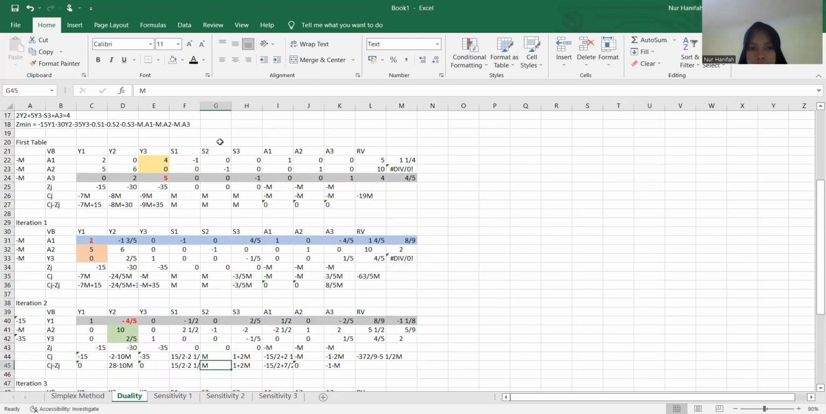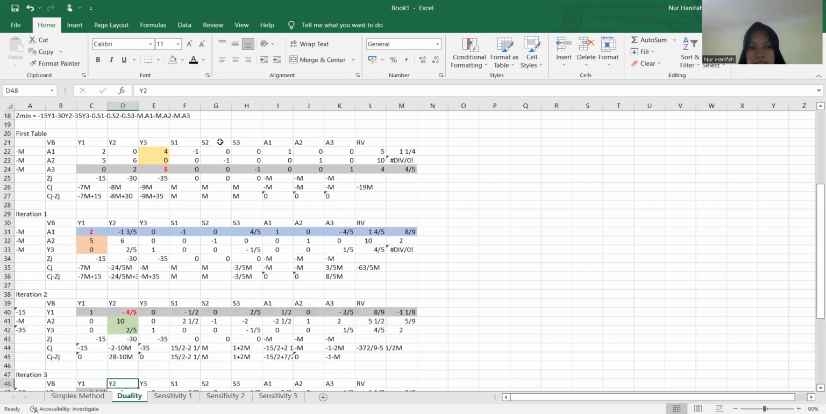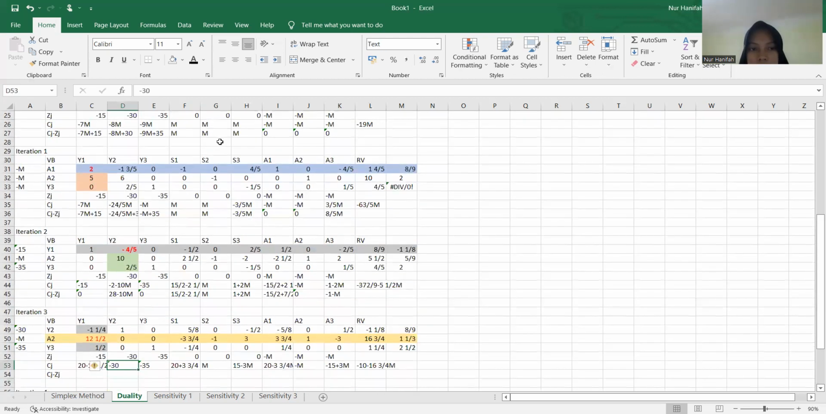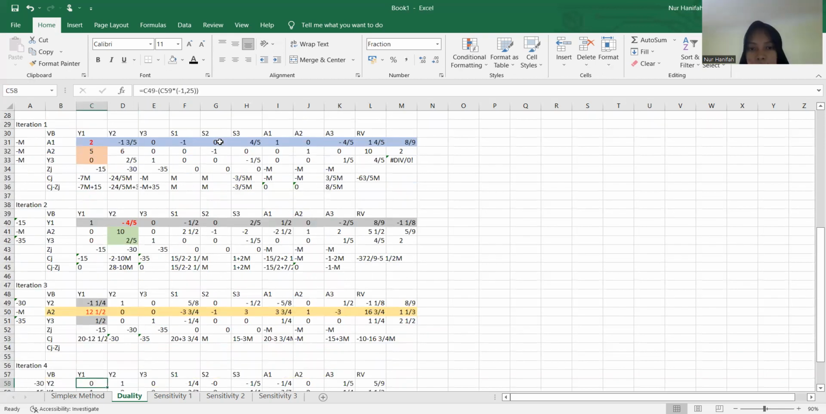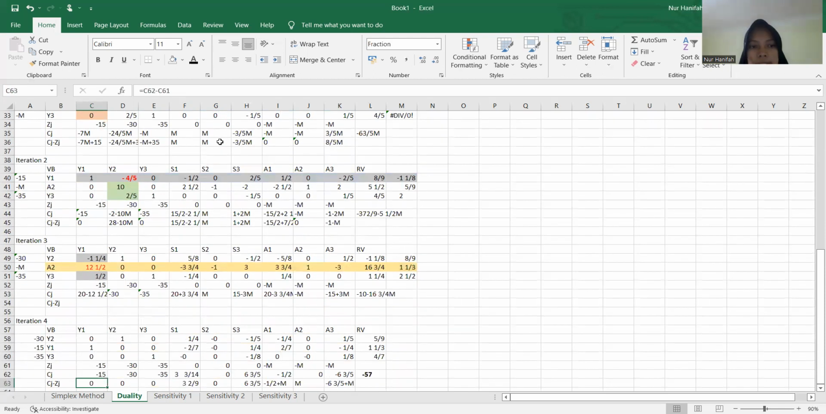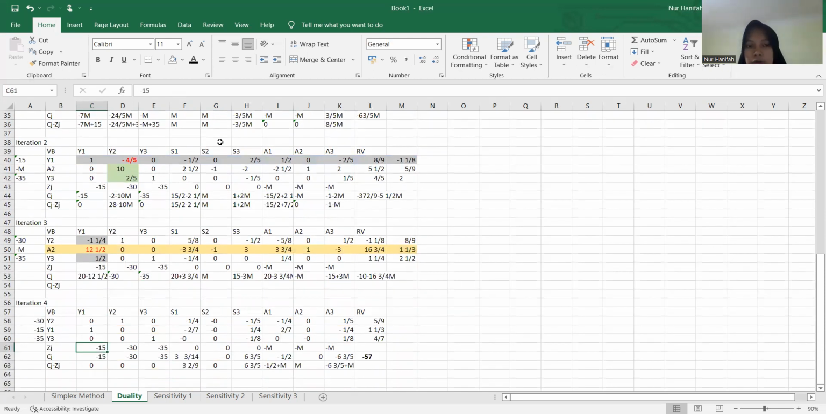In iteration 2, we also still have the negative value of Cj minus Zj. So we do the next iteration. In this third iteration, we also still have the negative value. And this is the last iteration, iteration 4. In iteration 4, there is no negative value anymore.